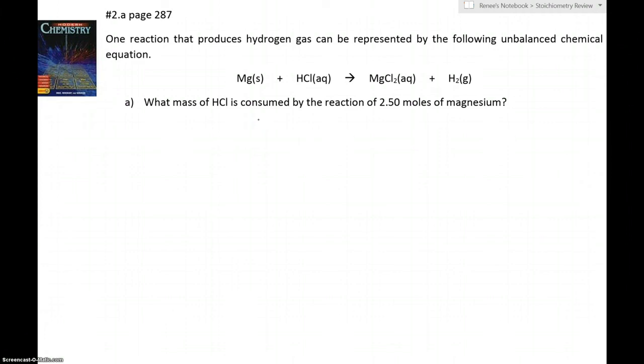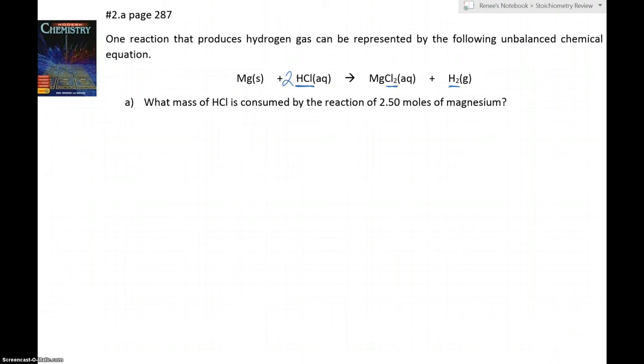First off, with every stoichiometry problem, you have to balance the chemical reaction or chemical equation. So in this one, I see that I have 2 chlorines and 2 hydrogens, and I only have 1 chlorine and 1 hydrogen on the reactant side. So I can easily put a 2 in front of hydrochloric acid to balance the equation.